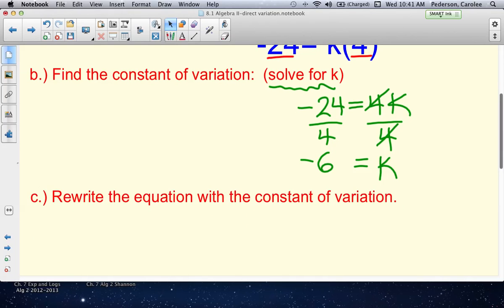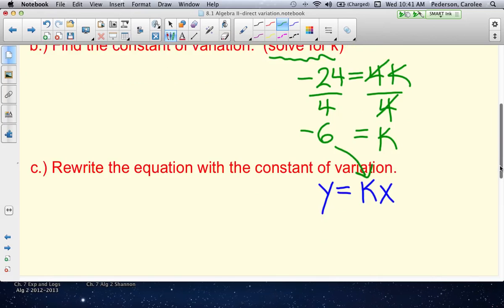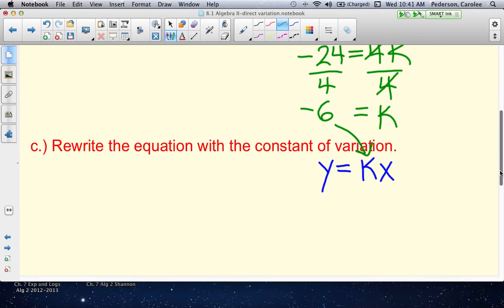Part C is to rewrite the equation with the constant. So the original equation was y equals kx. All we want to do in this step is replace the k with its value. So your answer in this question is y equals negative 6x. Then you can go on afterwards and maybe solve for different values for x or y.